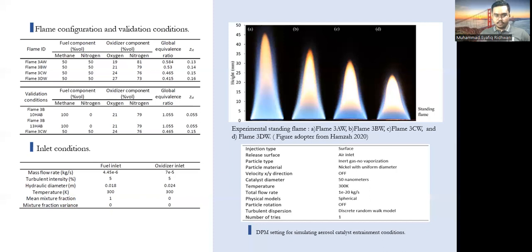Physical model of the catalyst is spherical, and the turbulent dispersion is active, with a discrete random walk model. So it replicates the real problem, the experimental one.